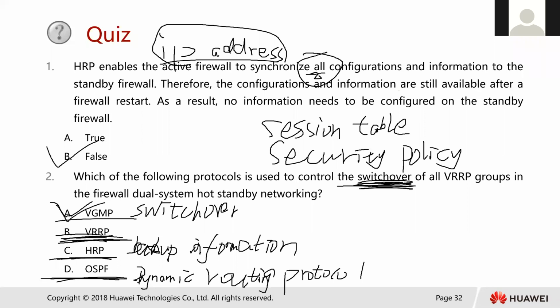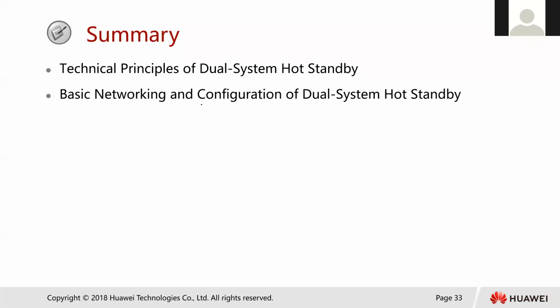It's VGMP used for switchover. Okay, VGMP is used for switchover, and the other protocols are used for different things. Okay, and there comes our today's course summary. Today we learned about the dual system hot standby.